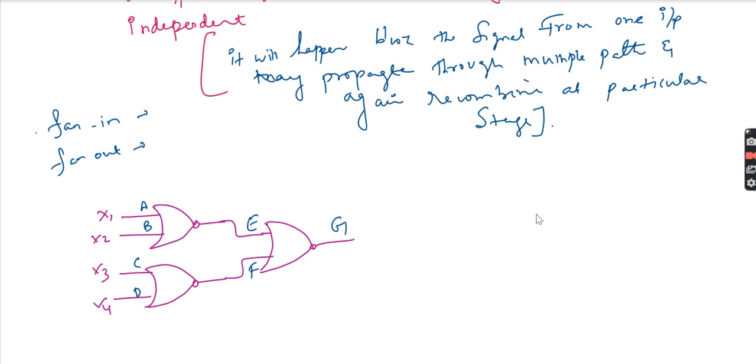Now what we will do, let us say that x1, x2, x4, these all four are independent of each other.